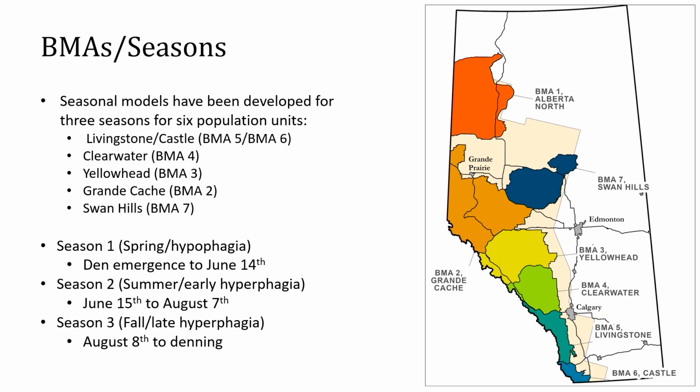So the first season is spring or hypophagia, which begins from den emergence and ends June 14th. We have season 2, which is summer or early hyperphagia, which begins June 15th and ends August 7th. And then we have the third season, which is fall or late hyperphagia, which begins August 8th and ends with denning.